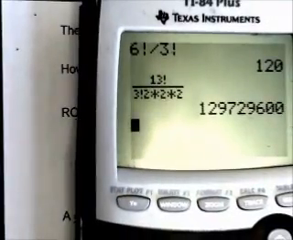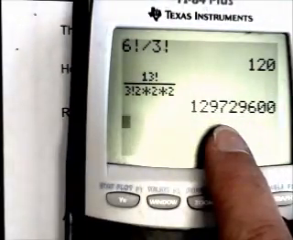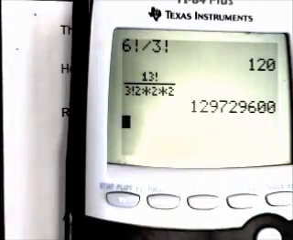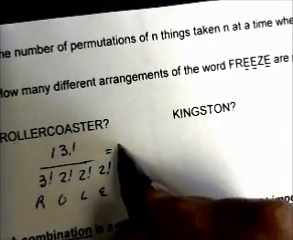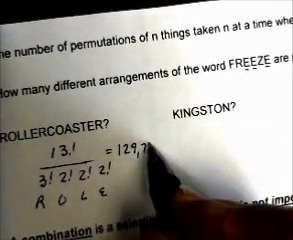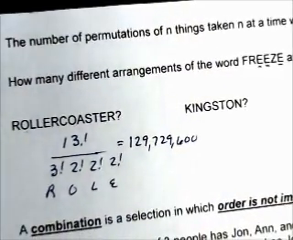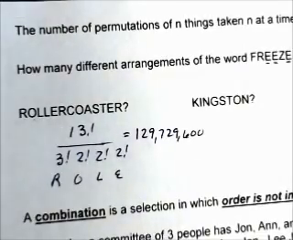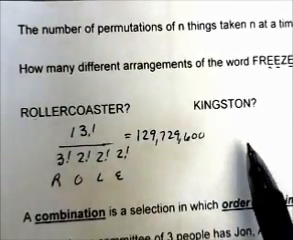And yes, it's correct. So this is equal to 129,729,600. Large numbers. We're going to come up with some rather large numbers here for some of our answers.